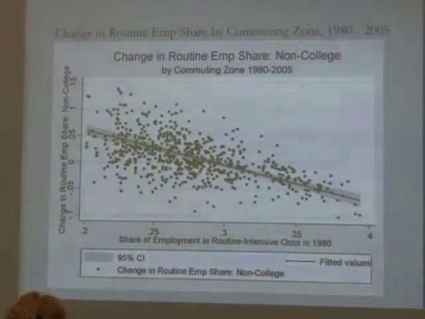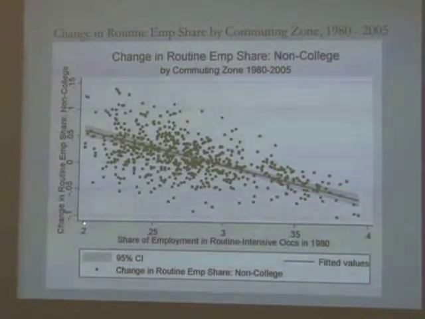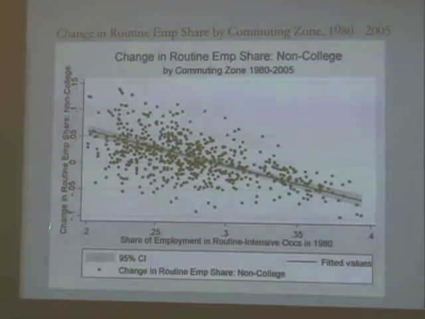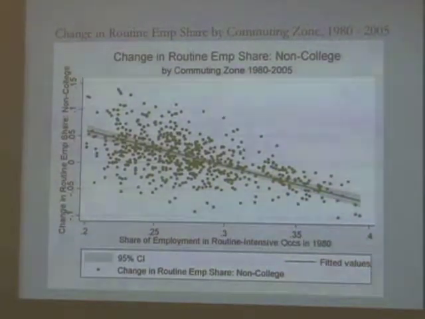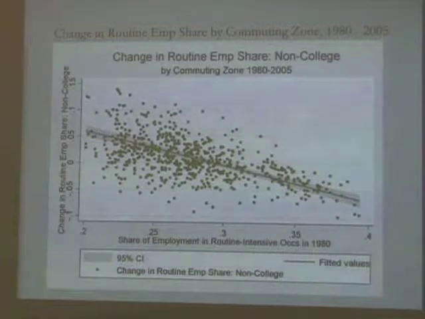Great, perfect. Okay, good. So this is the initial share of routine intensive occupations. It goes from 0.2 to 0.4 with a mean of 0.33. This is the change in routine employment share among non-college workers over the next 25 years, and each one of these points is a commuting zone. You can see, and this is not surprising, that places that are high in this variable initially see a big decline. That wouldn't have been true, by the way, over the 1960 to 1980 period.